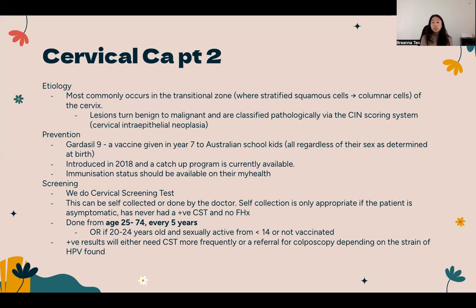Etiology, so it mostly occurs in the transitional zone. That's where our squamous cells turn into columnar cells of the cervix. And we have our CIN scoring system as well, for when you have a biopsy sample, you can score it according to where it sits.